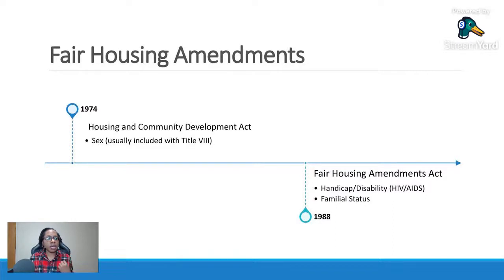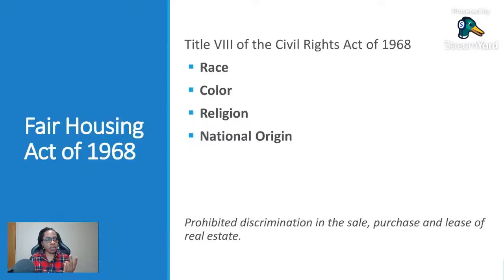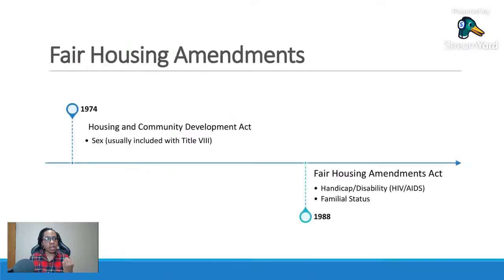All right. So the first year we talked about was 1866. Then we talked about 1966. Then, sorry, 1866, 1968 was the next one. And then now 1974 and 1988. All right, so those are the 4 years you got to remember for the federal protected classes as it pertains to fair housing.